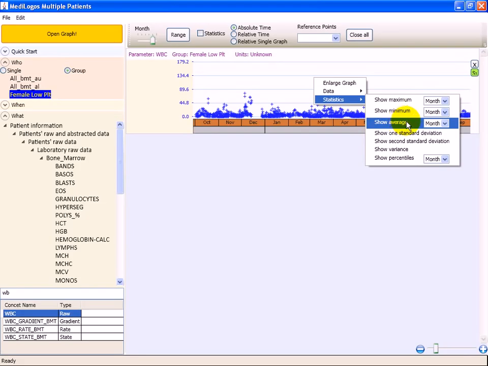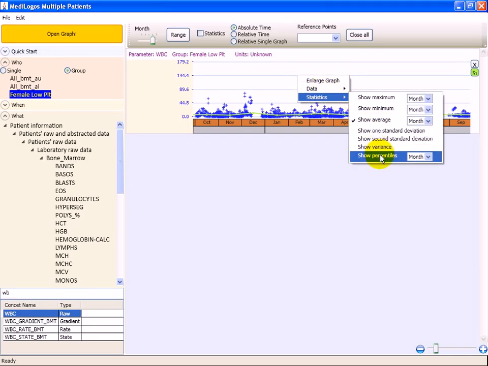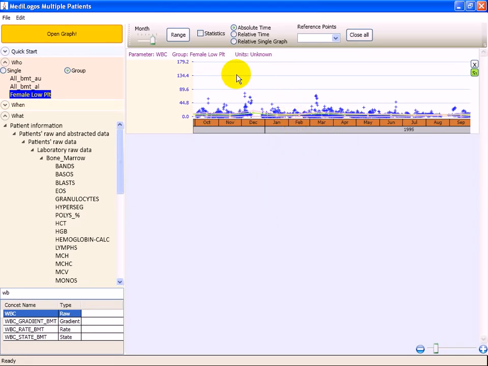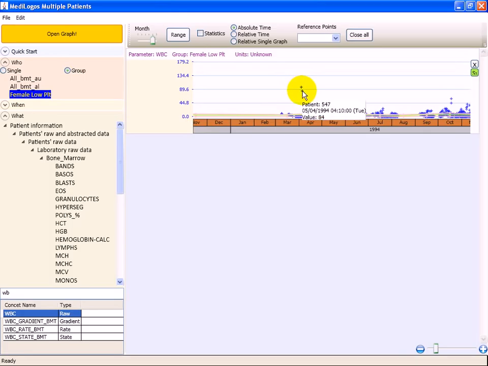We will now add statistical parameters, such as the average and percentiles. The average will be shown by the green line and the percentiles by the pink. These results will allow us to search for any abnormalities and better understand what is normal.